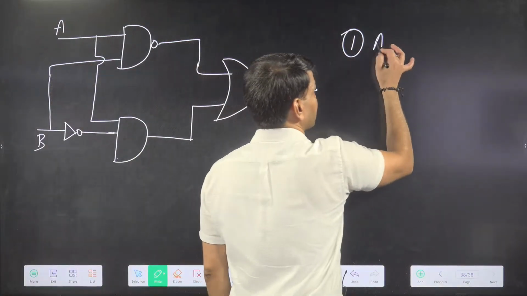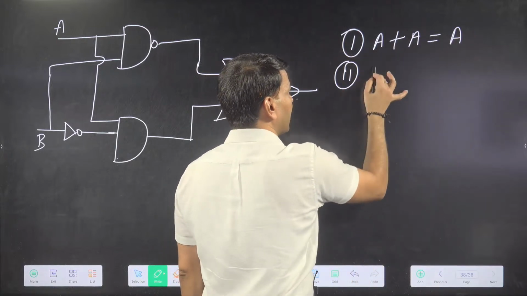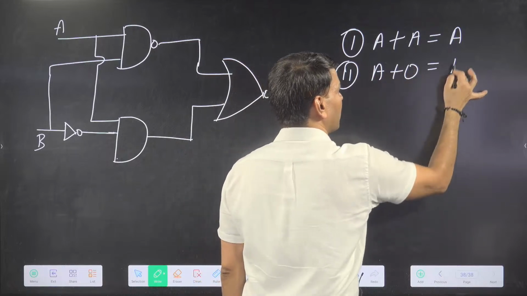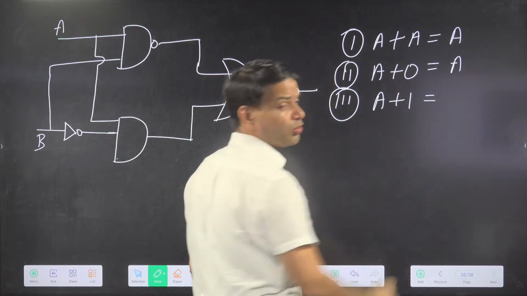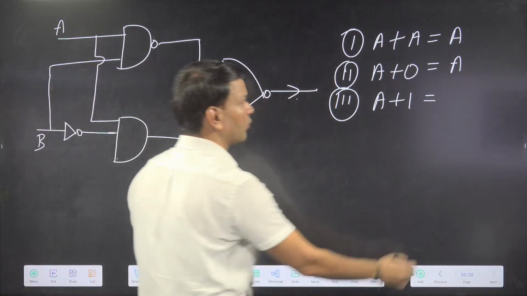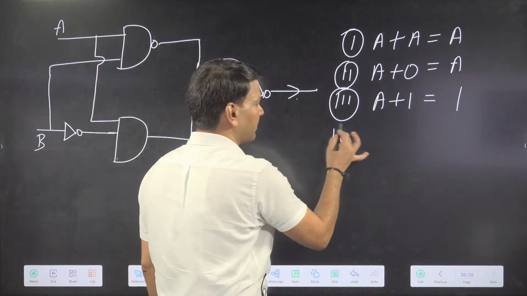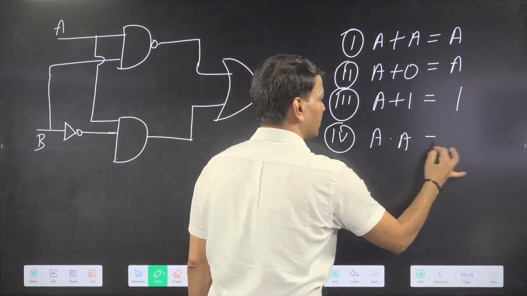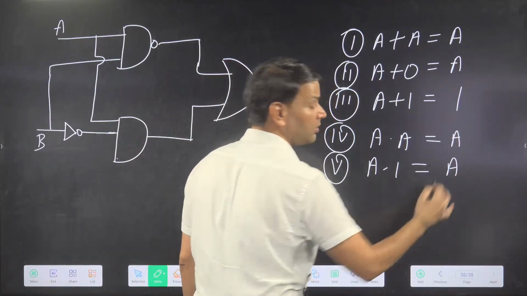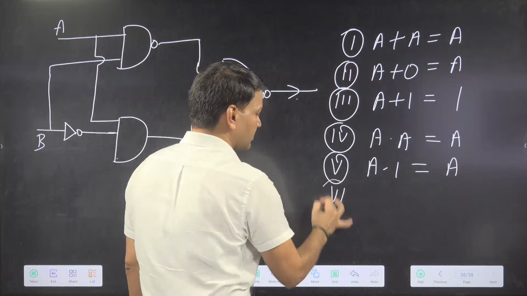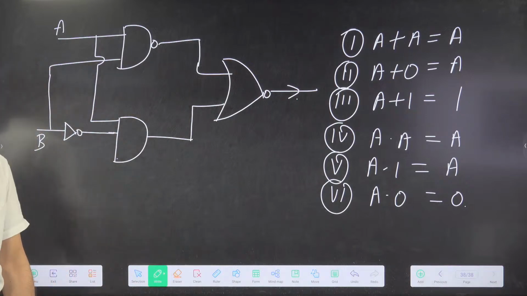So for the summation, A plus A is equal to A. Second, A plus 0 is equal to what? A. Third, A plus 1. If you add 1 to anything, you will always get 1. Okay, this is for the addition. Now next, for multiplication, A dot A is equal to A. Then A dot 1 is equal to A. And next, A dot 0 is equal to 0. Okay, these are for the product.